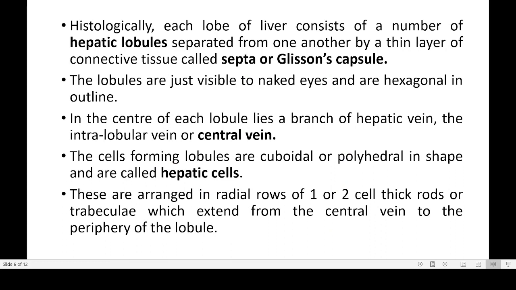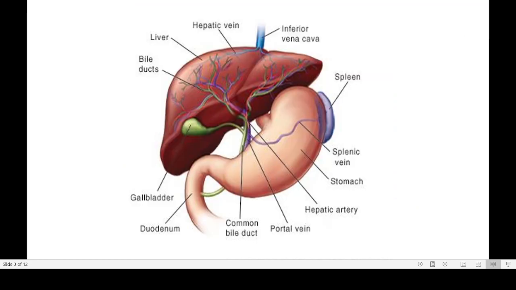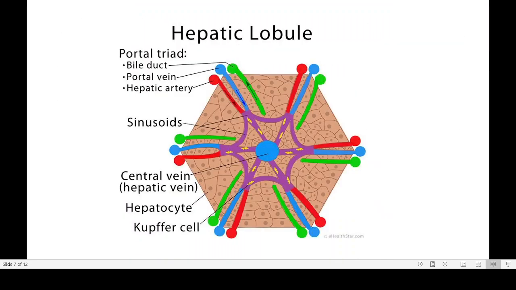Going to the hepatic cells, they are normally 1 or 2 layers in thickness. We can also find trabeculae, which are connected with the central vein. This is the central vein. From the central vein we can find different trabeculae coming to the hepatic globules.